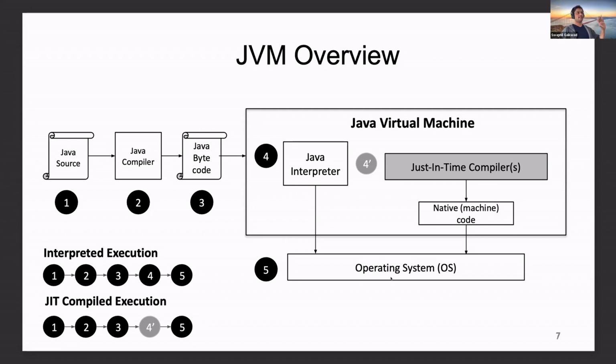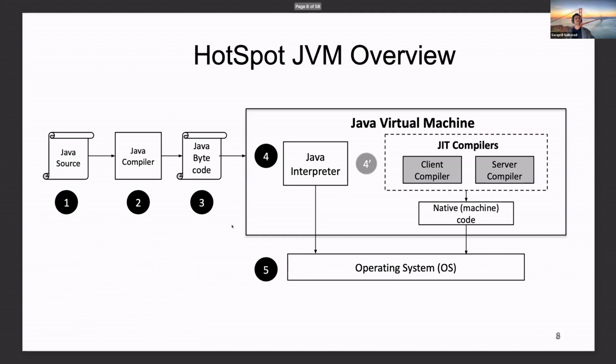So there are many different implementations of JVM available. For example, one is from Oracle called HotSpot, which we are going to use for today's talk. But there are also implementations available from Azure, Amazon, IBM, and many different providers. They have their JVM implementations available.